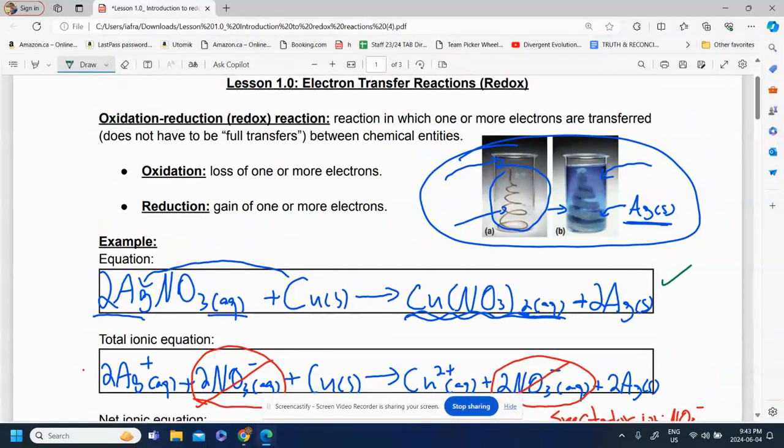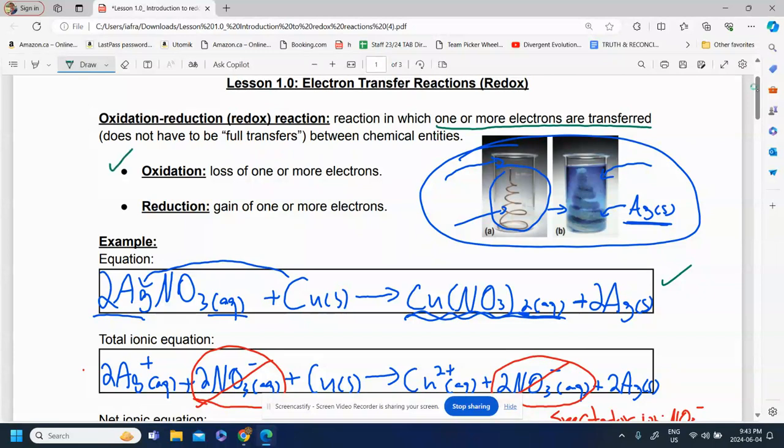A redox reaction is a reaction where you have a transfer of electrons between substances. So typically one substance will gain electrons and the other will lose. And it doesn't even have to be complete transfers. It could be just the degree of sharing that changes between atoms in compounds. So one or more electrons are transferred. And during the redox reaction, when electrons are transferred, two things happen. One thing must lose electrons and one thing must gain electrons. So we have terms for that.